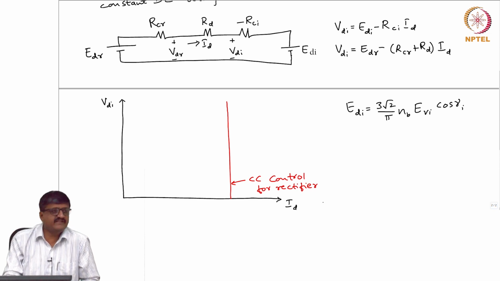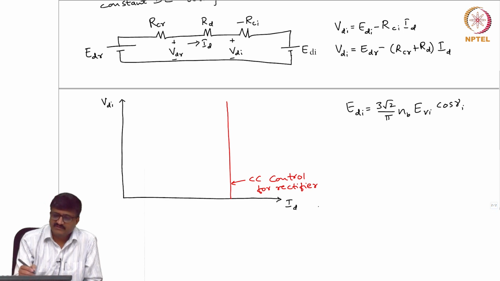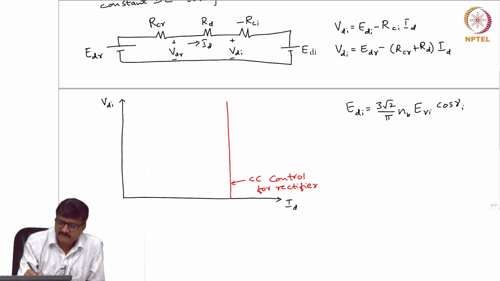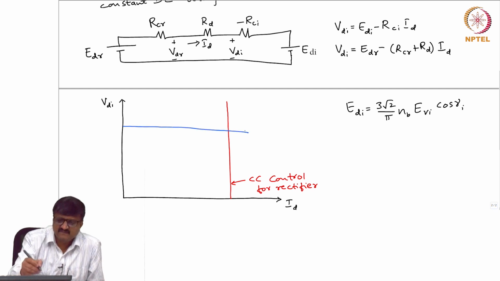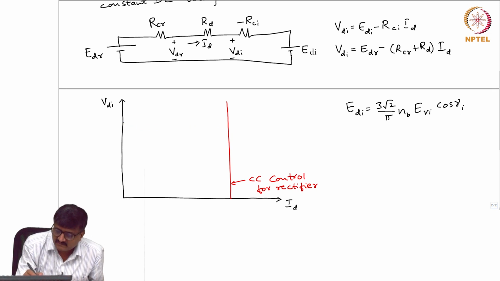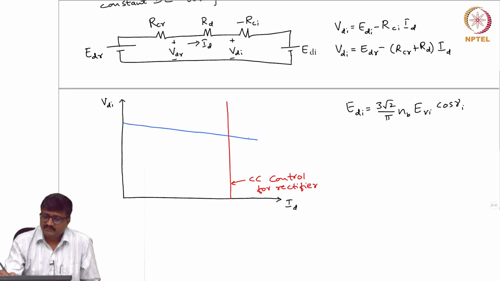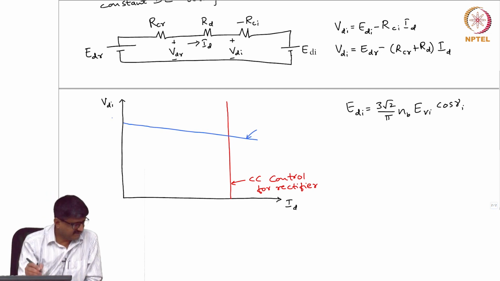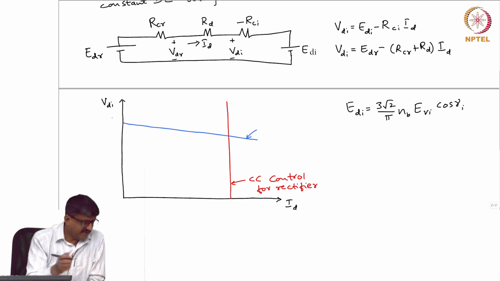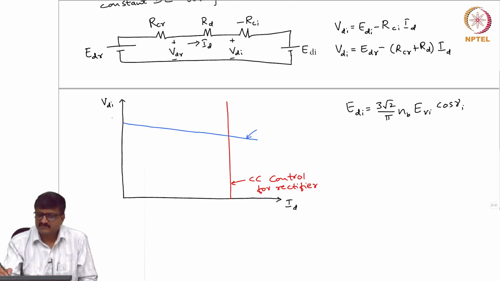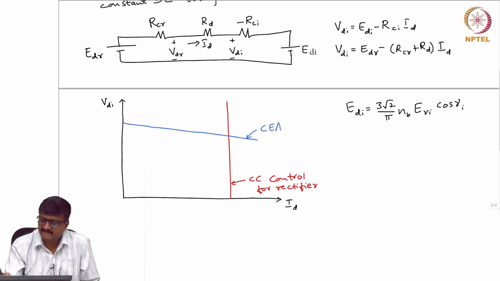So, if EDI is a constant, then the plot of VDI as a function of ID is a straight line with a negative slope. So, this has a negative slope and it intersects the VDI axis at EDI. So, this is CEA control for the inverter.